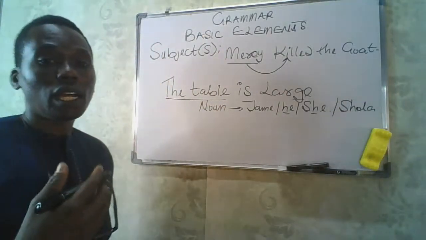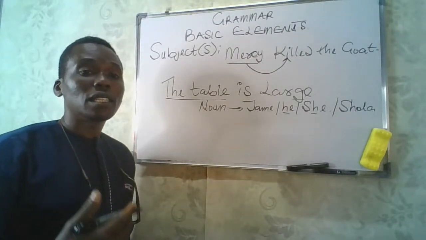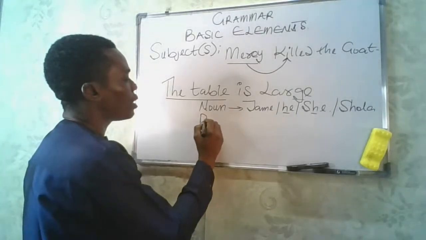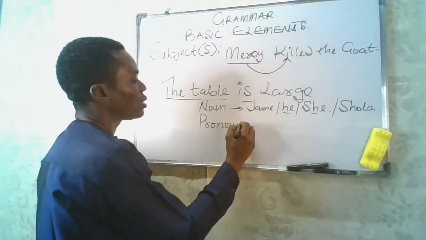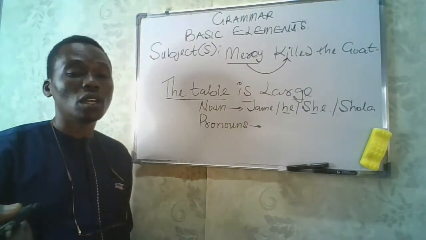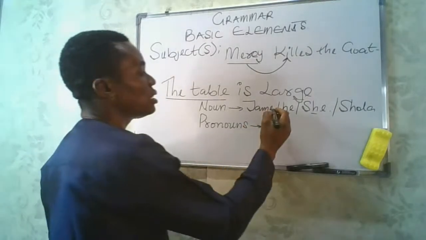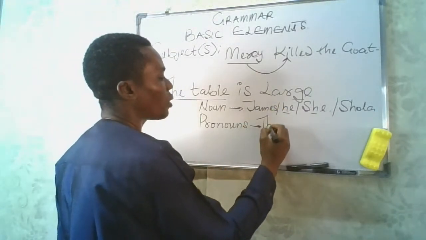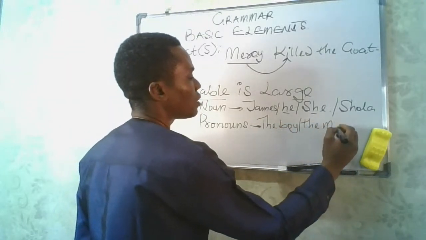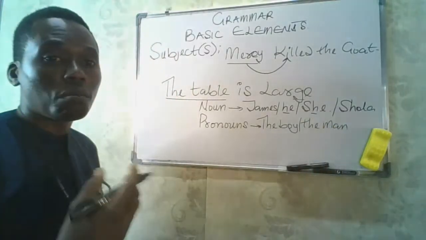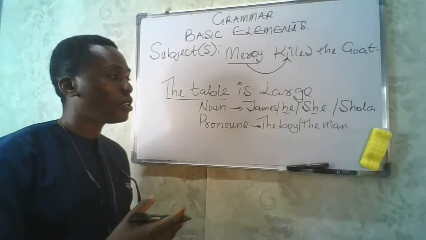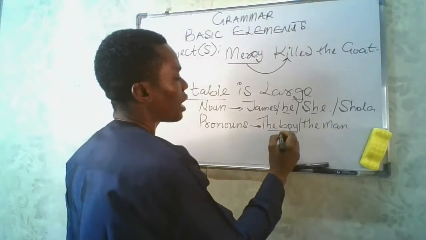All these are what? They are nouns. Now, the other part that can also form a sentence is also what? Pronouns. Pronouns can form a sentence. Now remember, pronouns are words that are used instead of a noun. So instead of saying James, I can say the boy or the man, right? The man or the boy is just a pronoun used in replacing what? James. So instead of me saying the boy, I can say he.